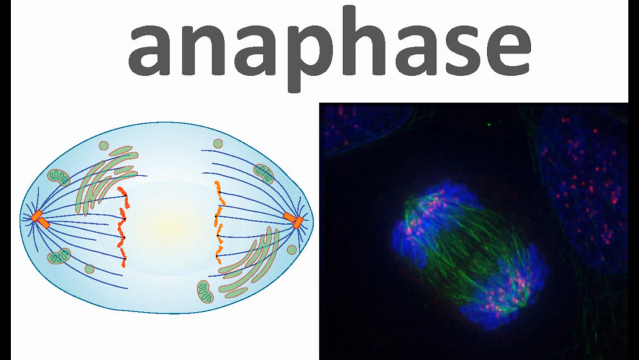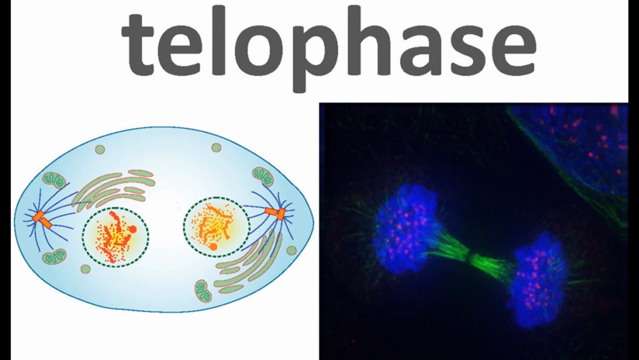The mitotic spindle pulls the chromosomes apart, separating the sister chromatids. The cell-spanning microtubules also push against each other, slightly elongating the cell. The M phase ends with telophase and cytokinesis.